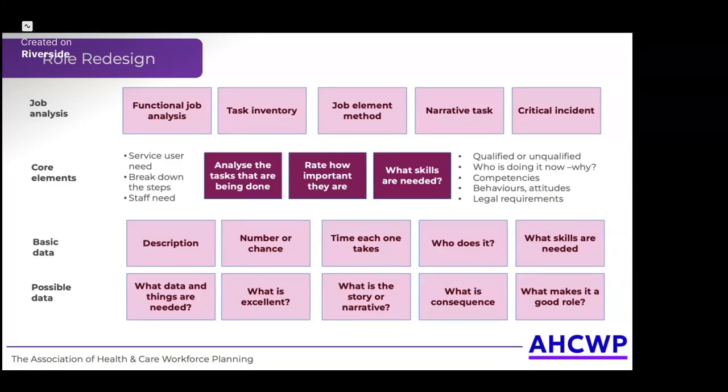Now, they all do things slightly differently. I was trained in functional job analysis when I grew up, but there are lots of different ways of doing it. Some of them are slightly more groovy than the others, like the narrative task one, which is based more around thinking about the story of why you're doing things and understanding the reasons why you're doing things. Whereas functional job analysis is much more about what are you doing, how long does it take, etc. Critical incident's quite nice because, as I remember, that is generally looking at how things work when things go wrong and thinking about what would happen if things do go wrong.